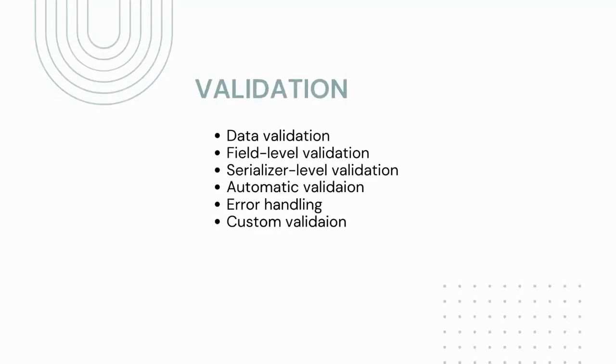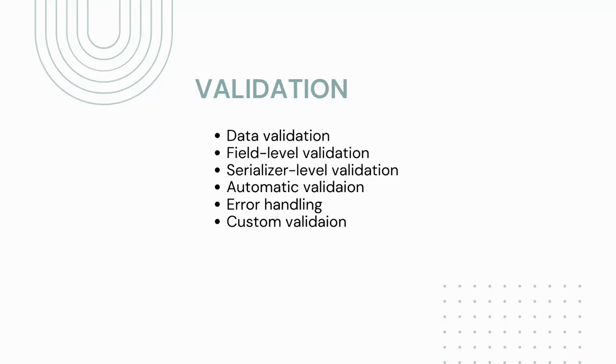Next is validation. Here, first one is data validation. When data is submitted to a Django serializer either through an API request or through some other means, the serializer automatically performs validation on the data to ensure it meets certain criteria.